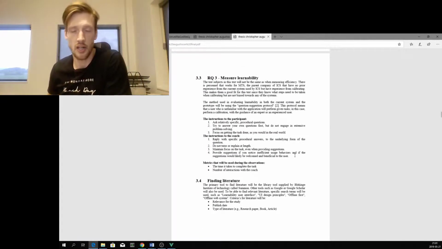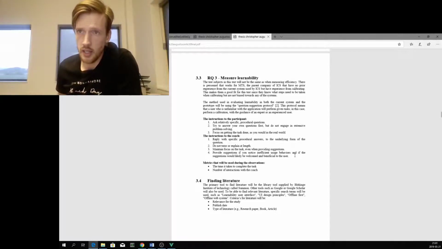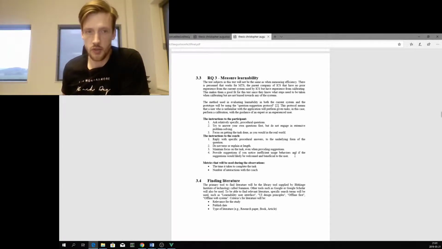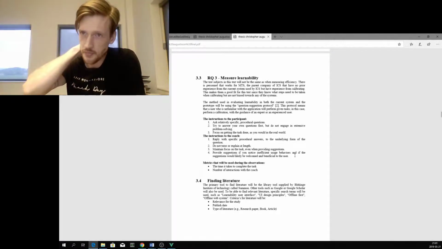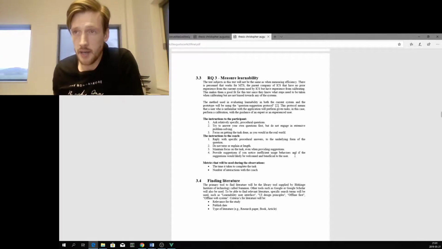When you look at the learnability aspect, you do not want the users to be efficient because you want to have them at a novice state, because that's how you usually learn a new system. And this is true for both the current system and the prototype.